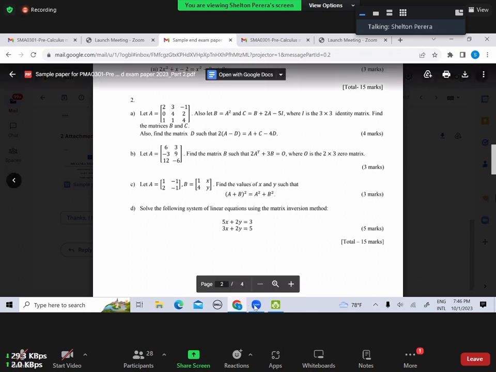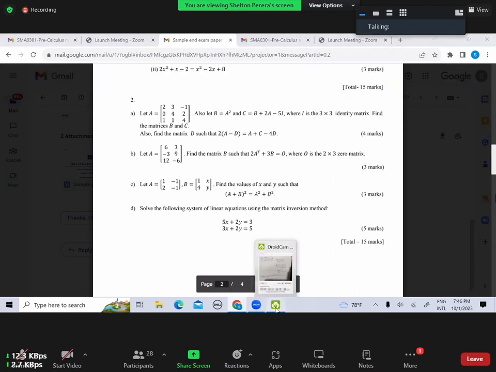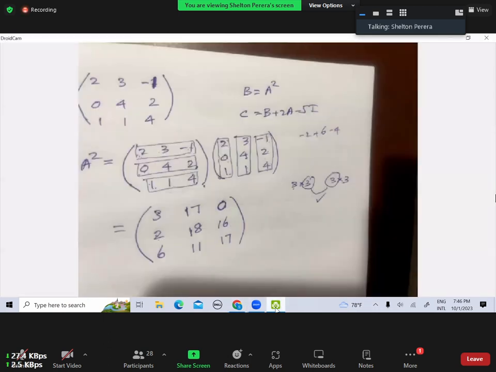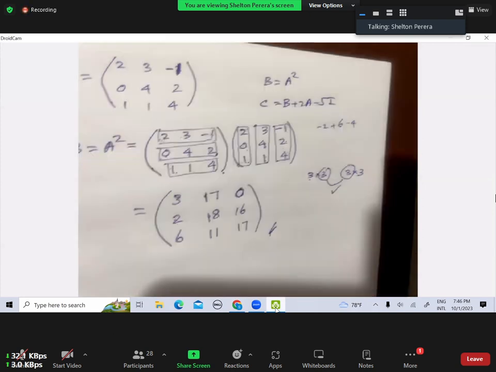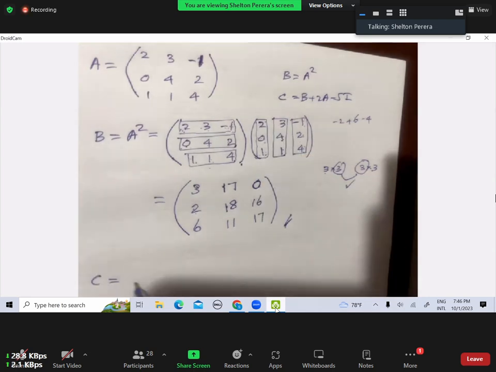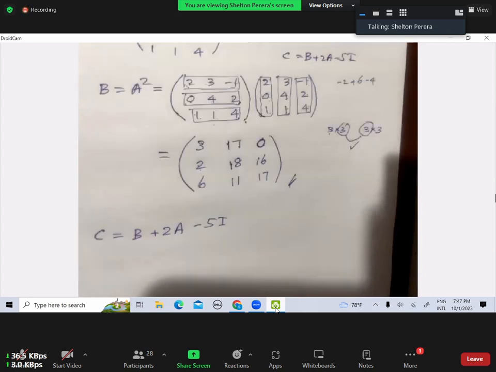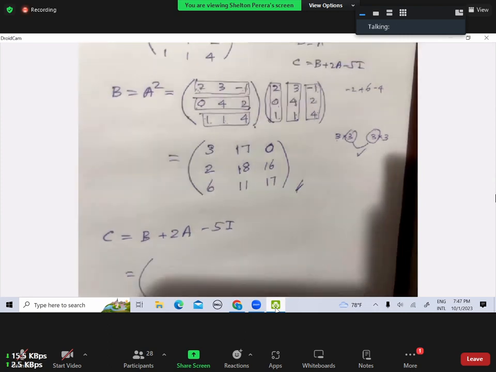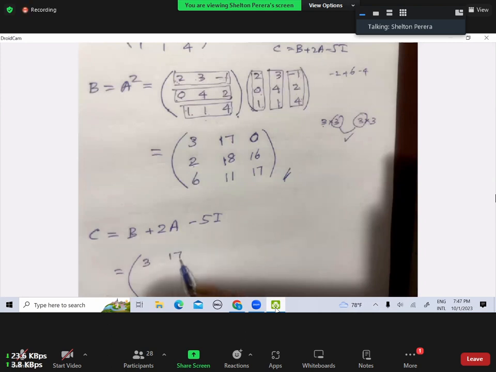Now we go to C. We found B, that's the answer. B is A squared. Then we have to find C. C is given by B plus 2A minus 5I, very basic ones. I is the 3 by 3 identity matrix. You know, in class we did much more difficult ones. See, B is this, so we have to copy that: 3, 17, 0, 2, 18, 16, 6, 11, 17.